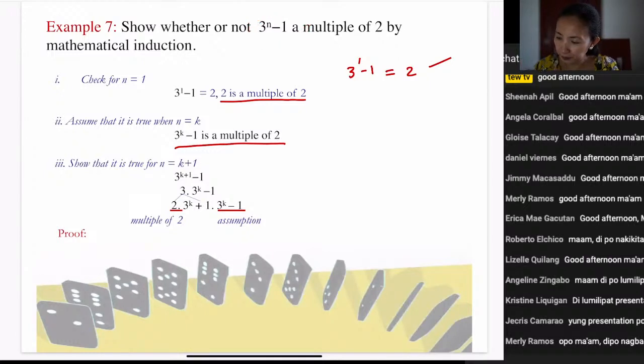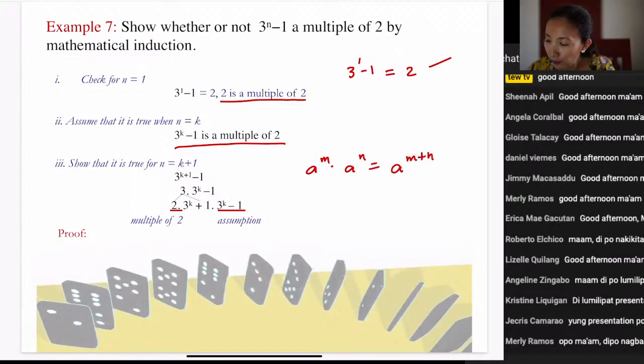Paano yun? Now, let's manipulate. 3 raised to k plus 1 could be expressed in factored form, using the rule from earlier that a raised to m times a raised to n is equal to a raised to m plus n.